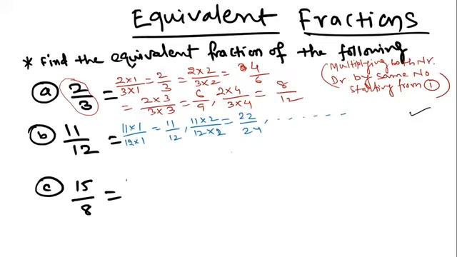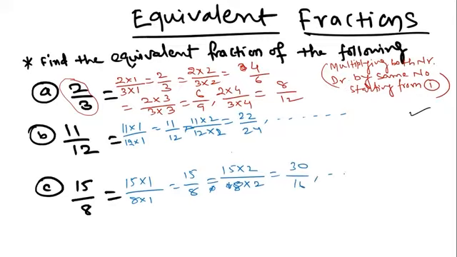The third one is 15 multiplied by 1, 8 multiplied by 1, is equal to 15 by 8. Then the second one is 15 multiplied by 2, 8 multiplied by 2, 30 by 16, and so on. Here, instead of a comma, you write the equal sign. In this way you can write any number of equivalent terms associated with this fraction. I hope all of you understand how to find out the equivalent fractions of any fraction.